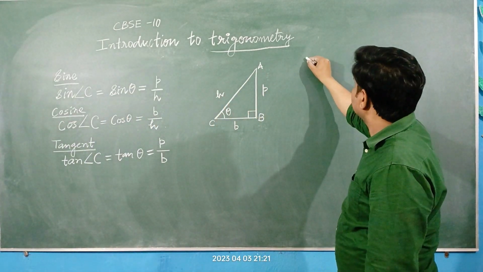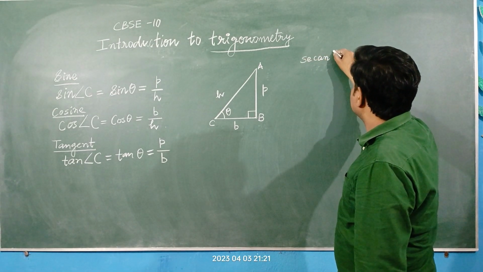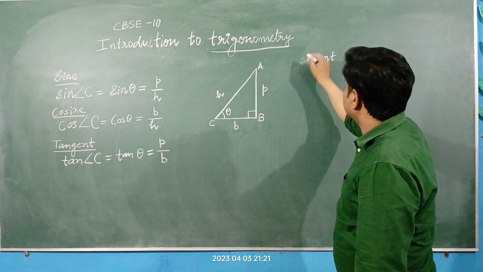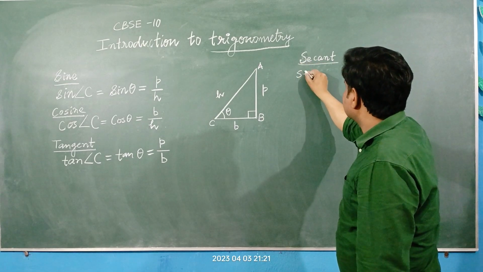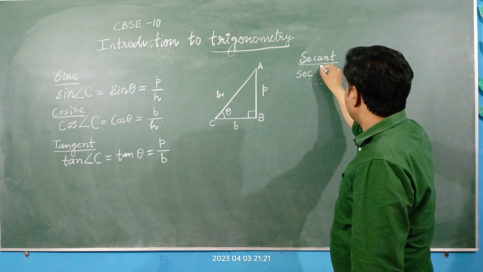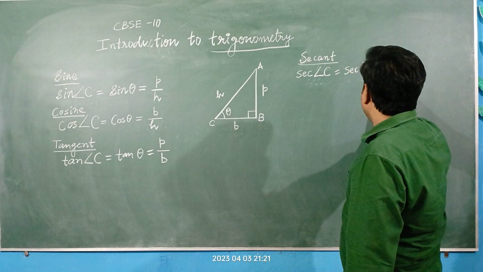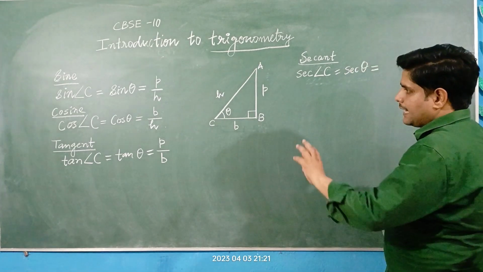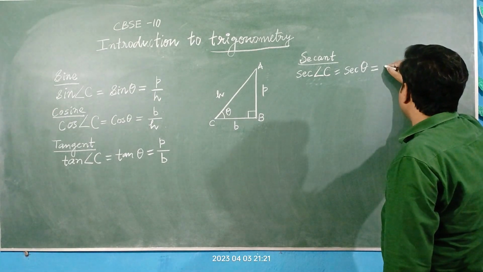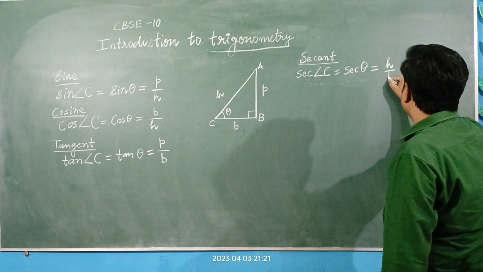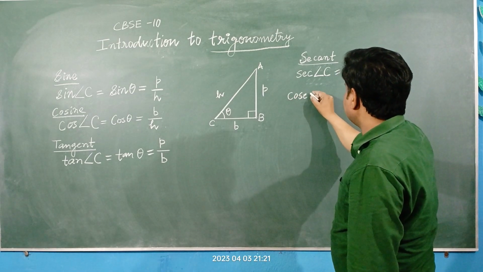This is secant. You might have heard this term also, secant. Let me make this caps. Secant. Its short notation is sec. Now sec of angle C, you can call it sec of theta, is actually the exact opposite of cos. So we can name it as h upon b. Next is cosec, cosecant.